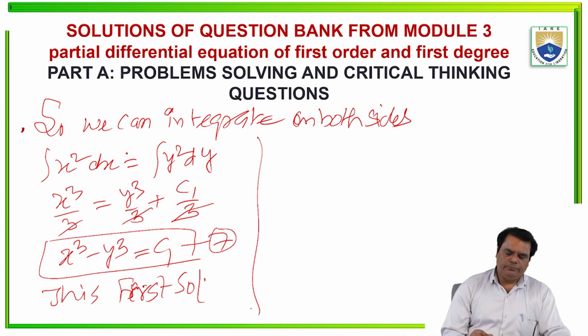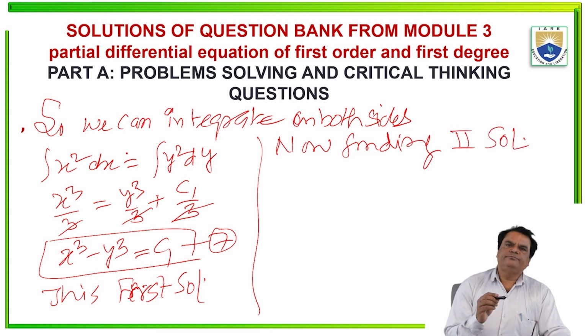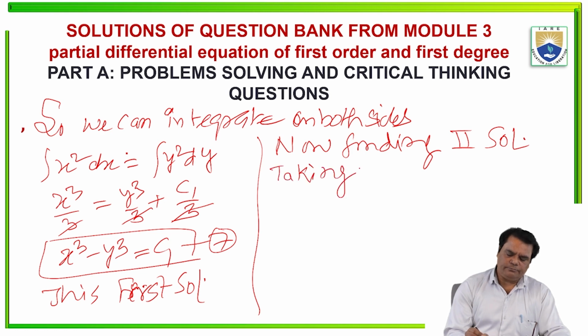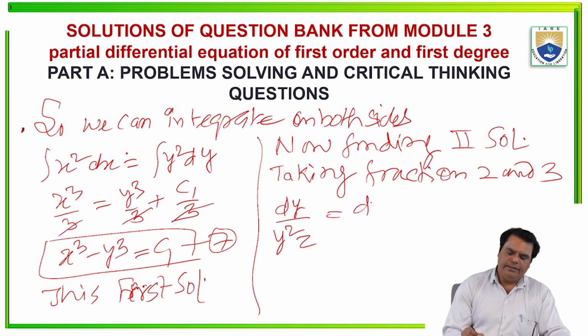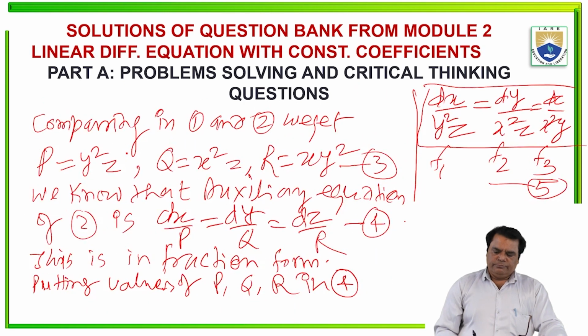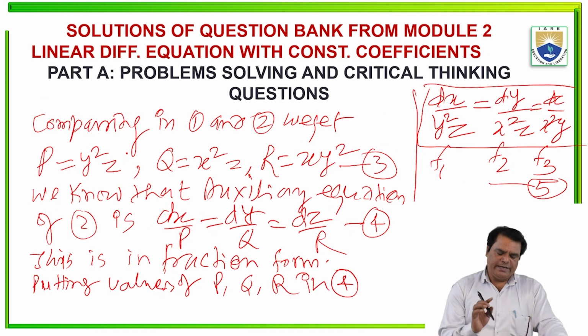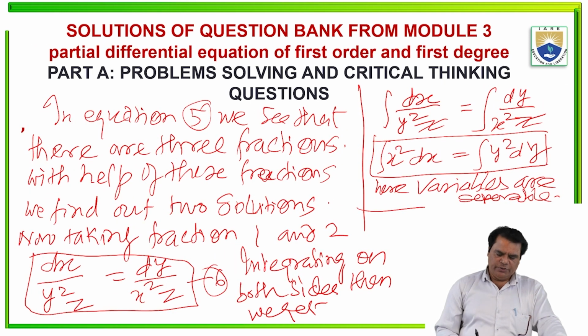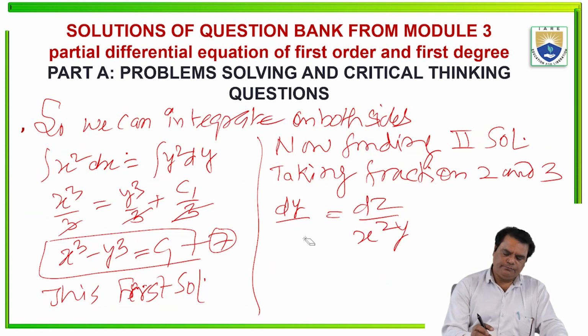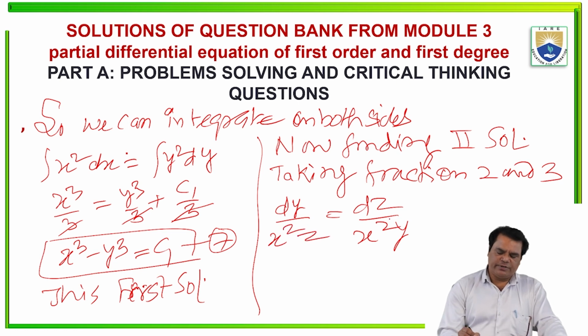Okay. Now finding the second solution. Taking fractions two and three, we get dy upon x square z equals dz upon x square y. Here is x square, so x square is cancelled. We get here dy upon z equals dz upon y.